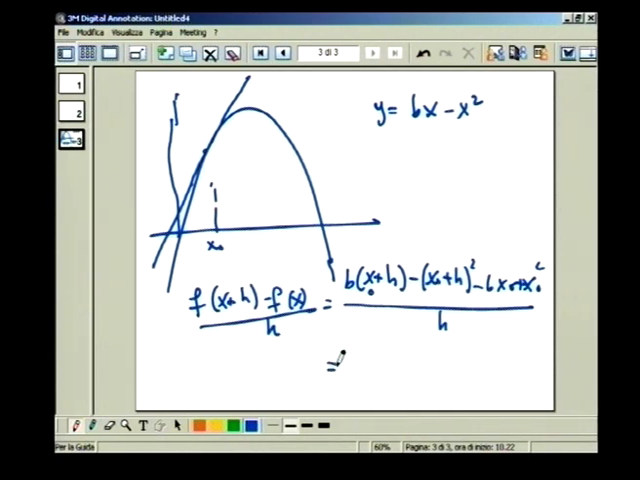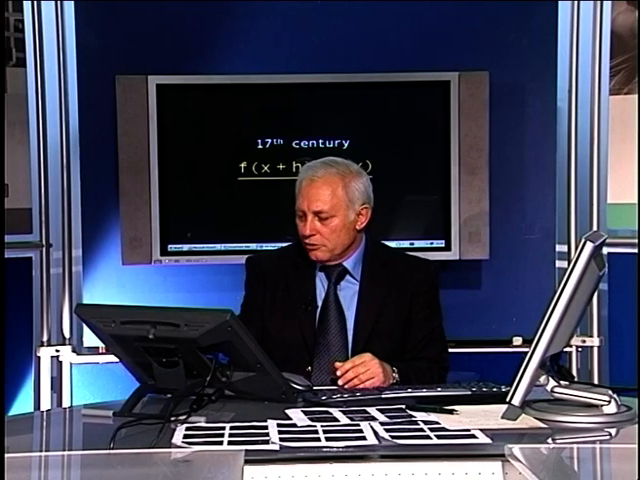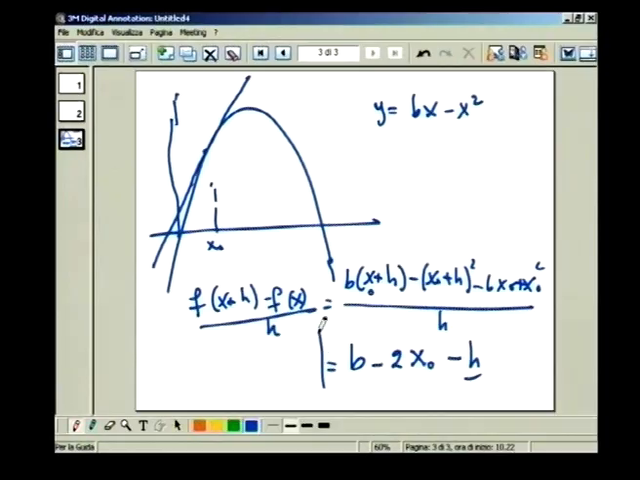Here, when you subtract equal terms, what you get is b minus twice x naught minus h. This is what in fact you get, and then you discard h, and this is actually the tangent of your straight line here, which is the tangent of this angle here, called the slope of the tangent at this particular point, x naught. It's equal to b minus twice x naught.